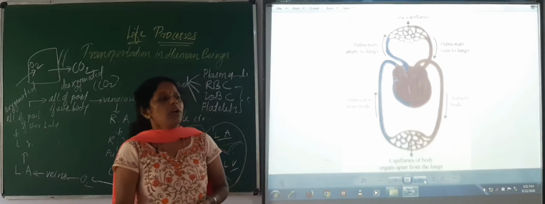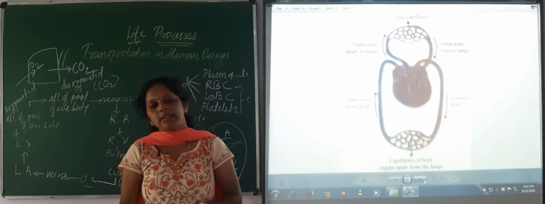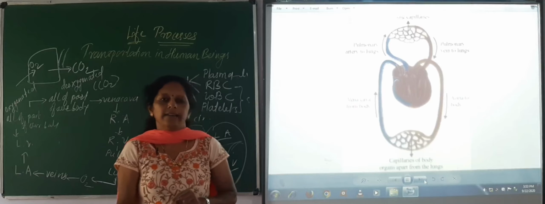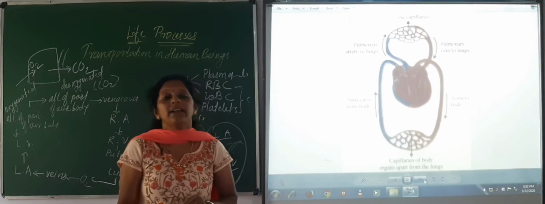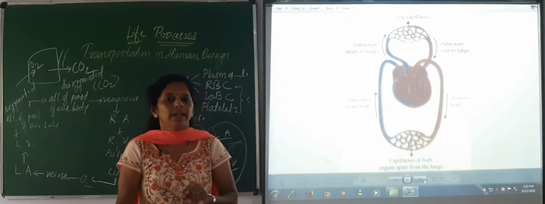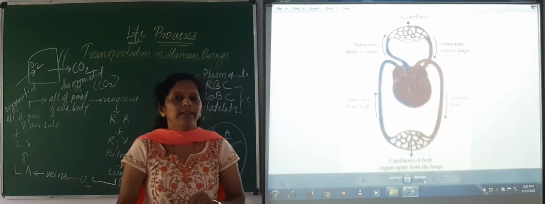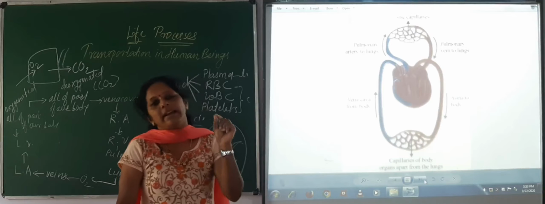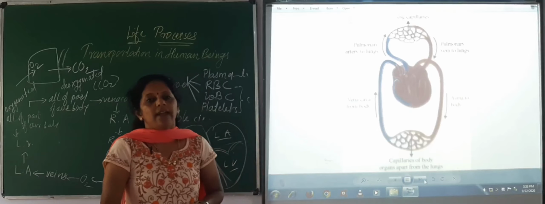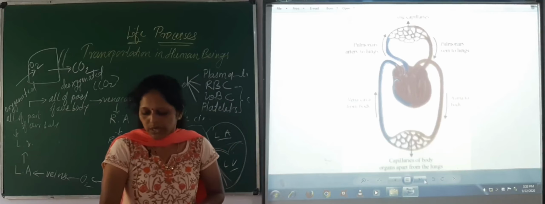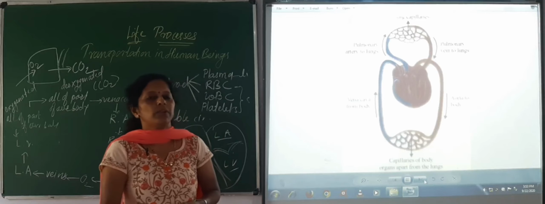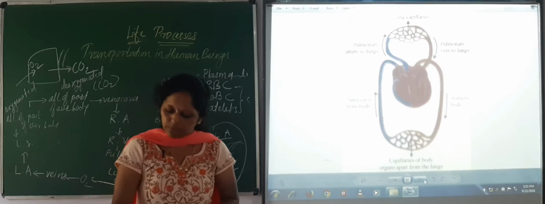Now, lymph. There is a lymphatic system. Lymph is nothing but blood, but in it the red blood cells and some proteins are absent. White blood cells and plasma are all present, but there is an absence of red blood cells and some proteins. This is another type of fluid involved in transportation, called the lymphatic system. It is called lymph or tissue fluid, and in the lymphatic system the lymph is flowing.